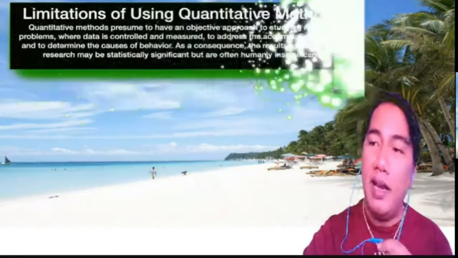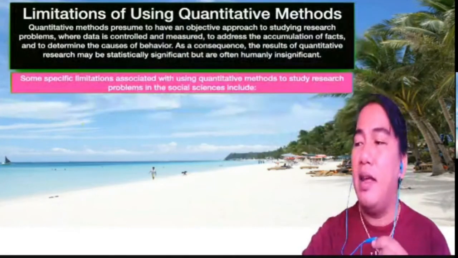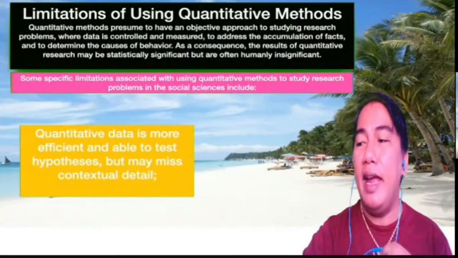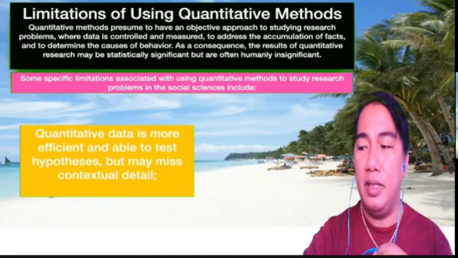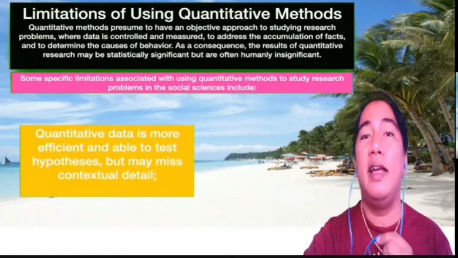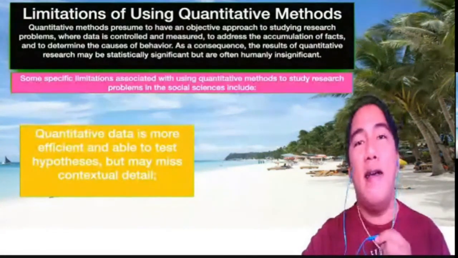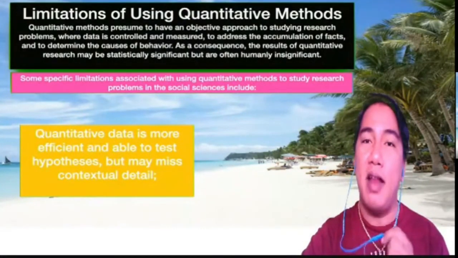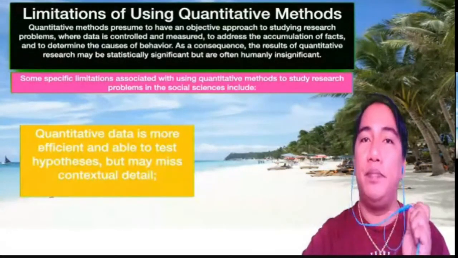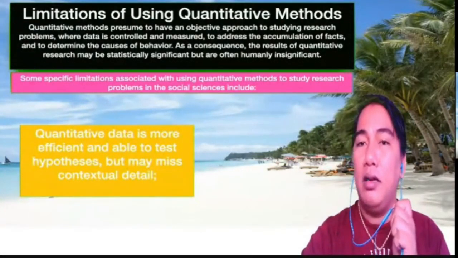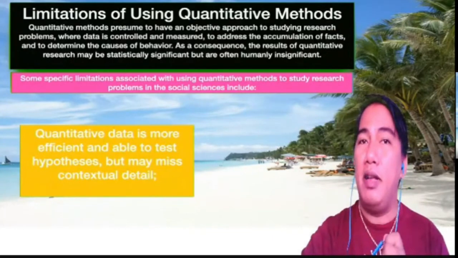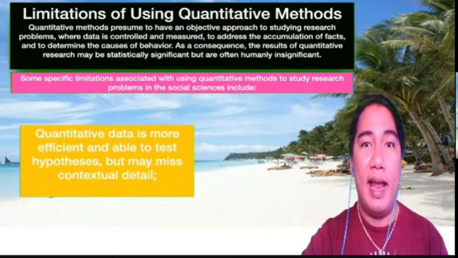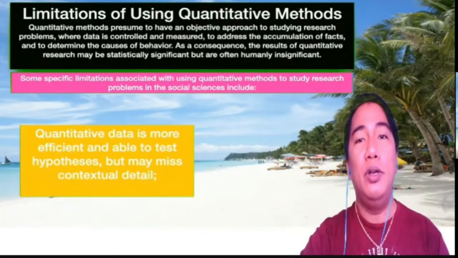What are the limitations of quantitative method? Quantitative data is more efficient and able to test hypotheses, but may miss contextual detail. Meaning to say, it doesn't explain why. It just explains the number. It just explains numerical data. But sometimes, numerical data cannot explain the why. So you need to ask question.